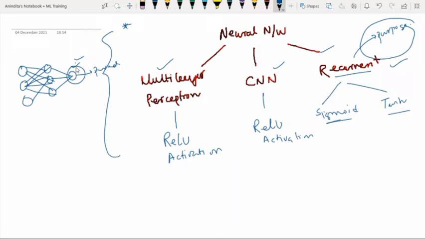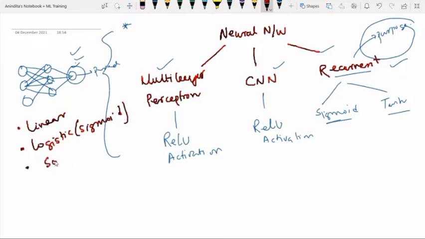In this section you can use three kinds of activation functions. The first is the linear activation function. The second is the logistic, or sigmoid, activation function, and the third type of activation function is known as the softmax activation function.